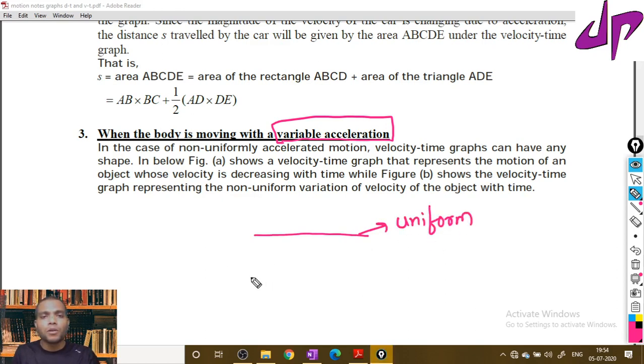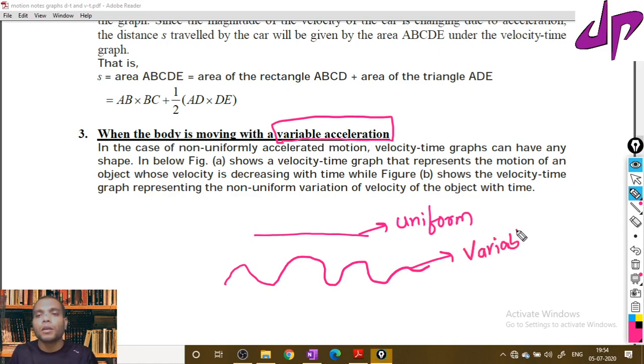What about if the object is sometimes going up, again going down, again going up, again going down? Here you can see this is opposite to the uniform. This we can take as variable. It means it will change continuously. So what is changing here? The changing parameter is acceleration.